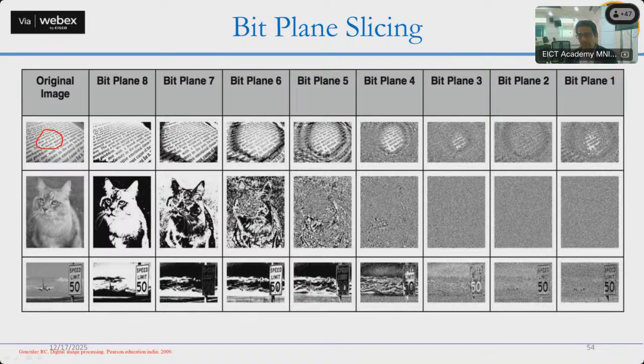But remember one simple thumb rule: it is not necessary that we can always apply bit plane slicing. Because many times you miss the information which is actually required. So it always depends upon our discretion whether, despite the compression, we can use it or we can't.